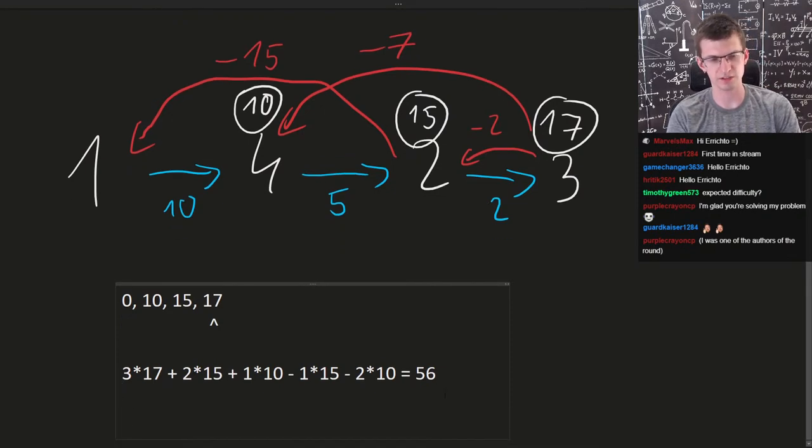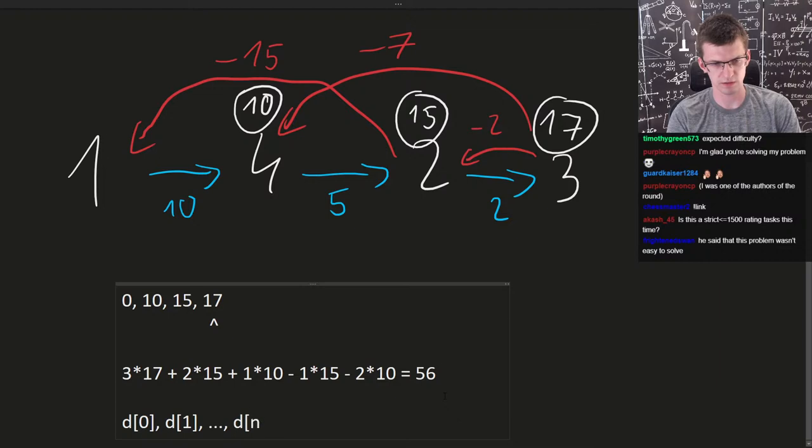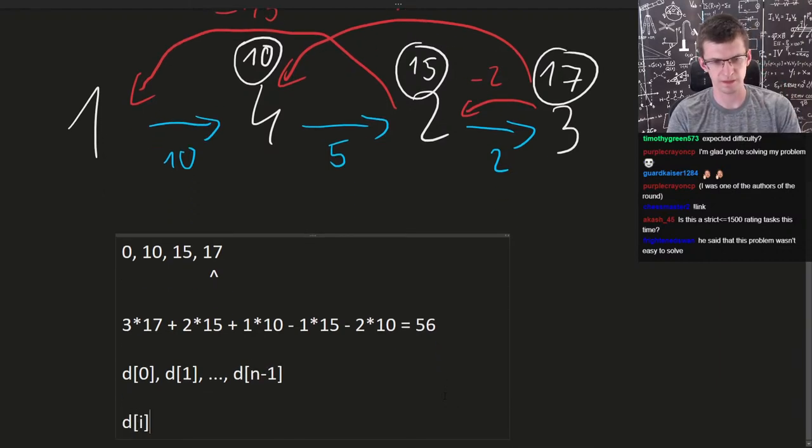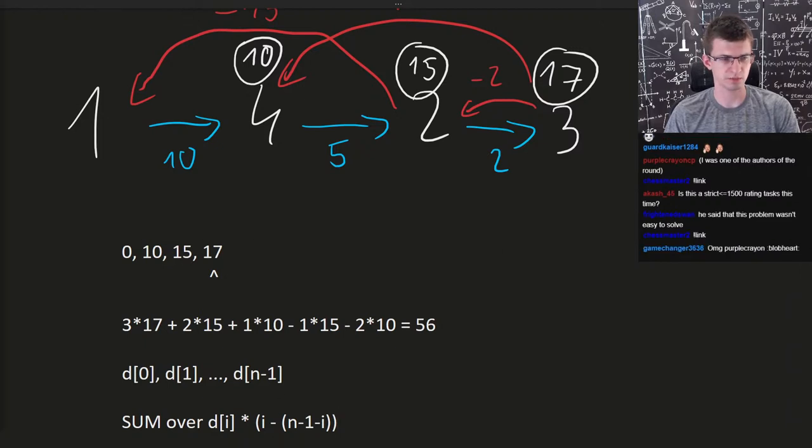In general, if we have this sorted sequence of distances, say d0, d1, up to d(n-1), we need to take di with multiplier i, this is how many times it will be added, minus, let's think, how many times d(n-2) is subtracted, once. So the second last position gets subtracted once, with the sum over this. I believe it should match this logic. Even with small samples, I can easily try anything else and check if my quadratic brute force matches this answer. And that should be it.